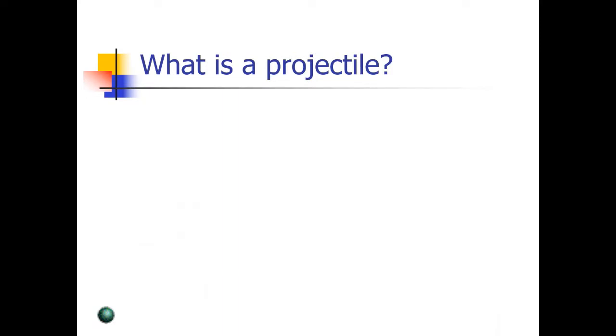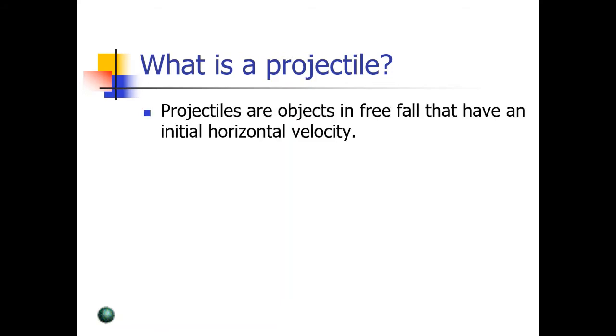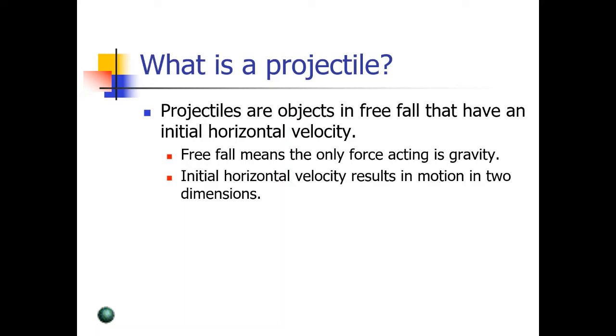So the flying objects you saw in the videos there were examples of projectiles. Now, you might be saying, well, then what makes them projectiles? Projectiles are objects in free fall that have an initial horizontal velocity. Free fall means, as you recall, that the only force acting on them is gravity, so we're not going to count forces such as air resistance here.